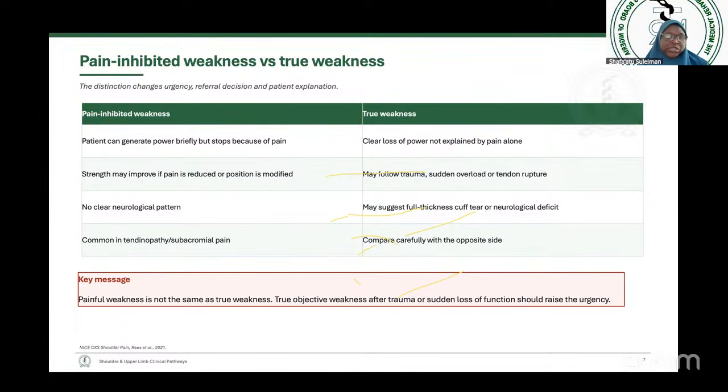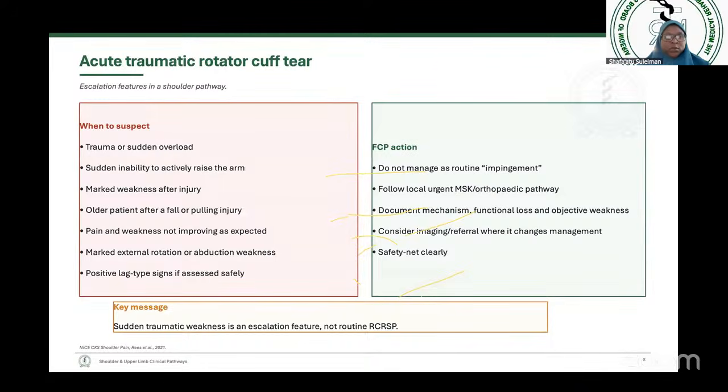So the key message is painful weakness is not the same as true weakness. So true objective weakness after trauma or sudden loss of function should raise the urgency. And then yes, we look into the acute traumatic rotator cuff tear.